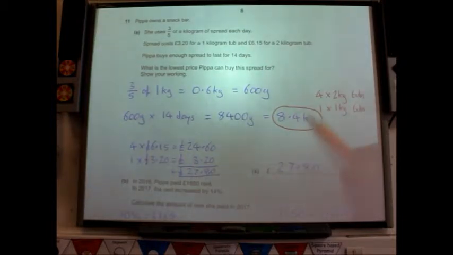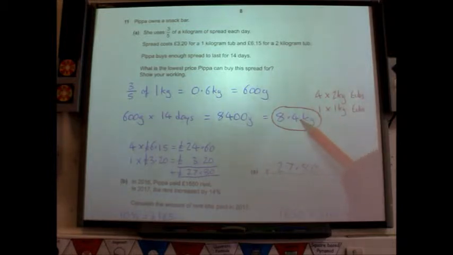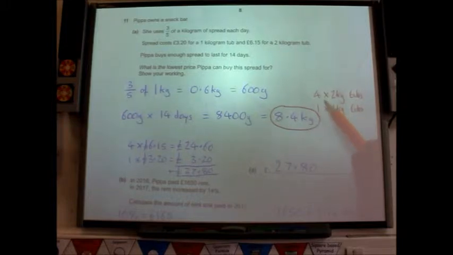Now we need to look at what's the best way for her to buy 8.4 kilograms. And the way I think it is by getting 4 2 kilogram tubs and 1 kilogram tub, because that will get you 9 tubs of it. So she'll have as much Flora as she wants to last her a fortnight. It's all rock and roll in the sandwich industry.